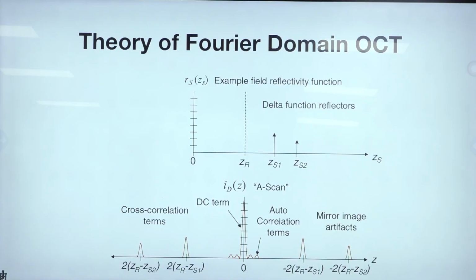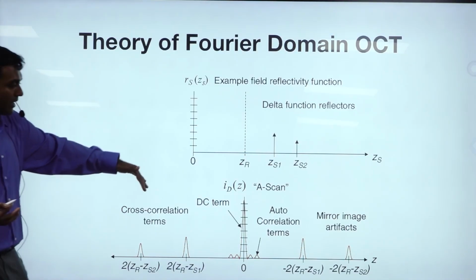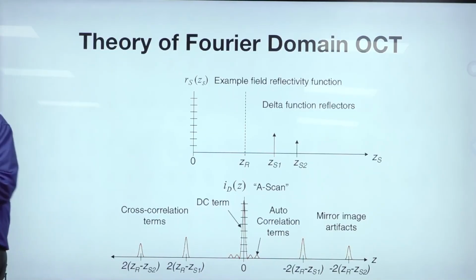When you do this Fourier domain OCT, where you take a Fourier transform or inverse Fourier transform, one side is a mirror reflection of the other side. So half the data is basically lost, or at least you need to discard half of it, because it's just a repetition. It's a mirror reflection of the other side.